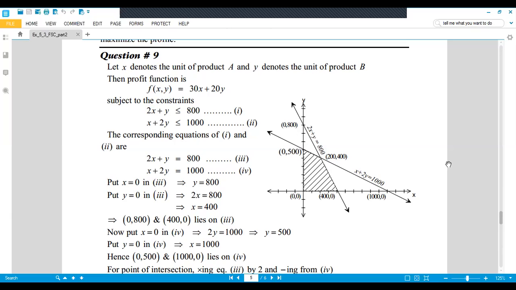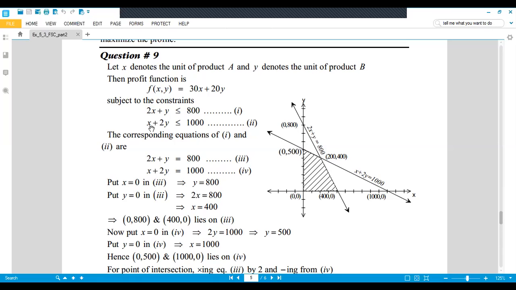So the profit is your objective function, and here we denote by x the product A and by y the product B. The profit function is 30x plus 20y, subject to constraints. So 2 units of chemical, from product A, so that is 2x, and 1 unit of chemical, this is from product B, so 1y, is less than or equal to 800. 800 is the chemical, so less than or equal to 800.